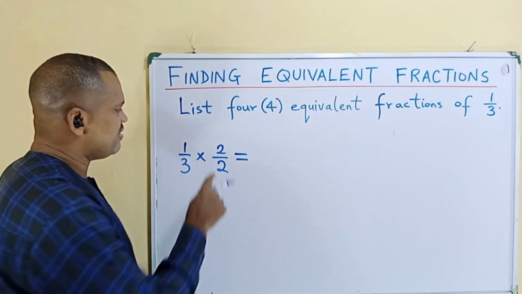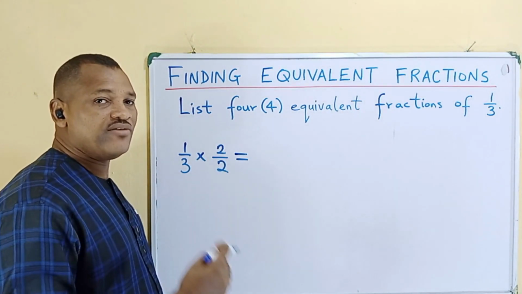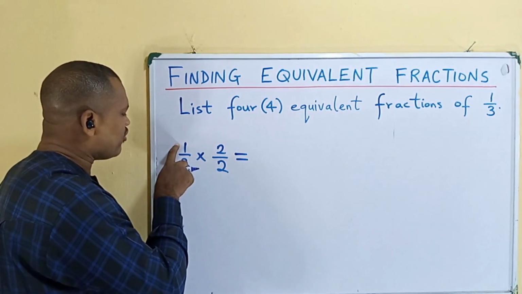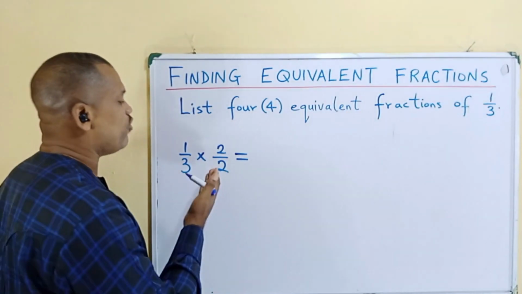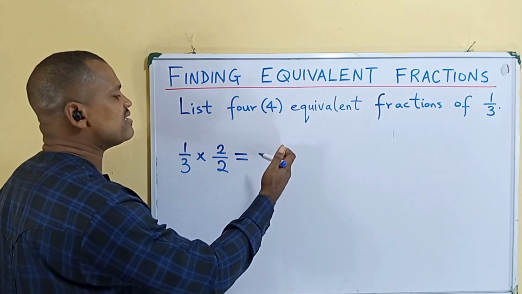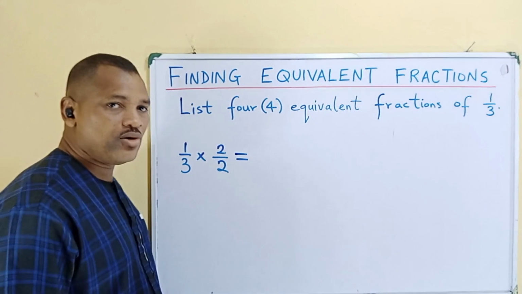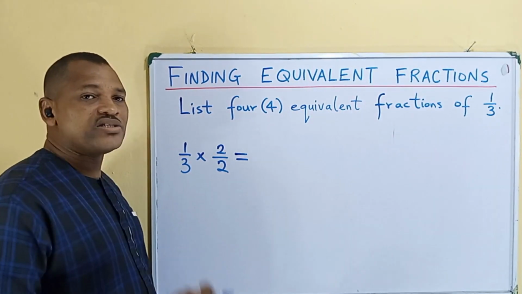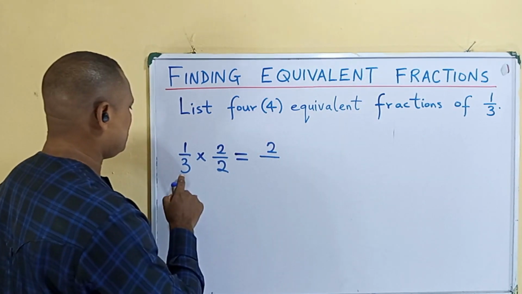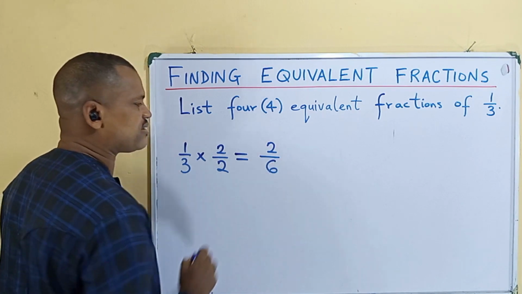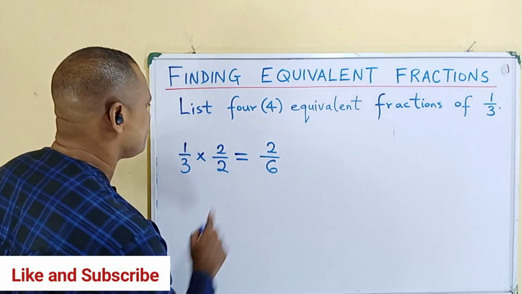The reason is this: 2/2 is 1. Any number divided by itself will give you 1. So if you are multiplying 1/3 by 2/2, you are actually multiplying it by 1. And so whatever you get is the same thing as 1/3. That means they will be equivalent or equal. So we are starting with number 2. 1 times 2 is 2. 3 times 2 is 6. So this is one equivalent fraction of 1/3.